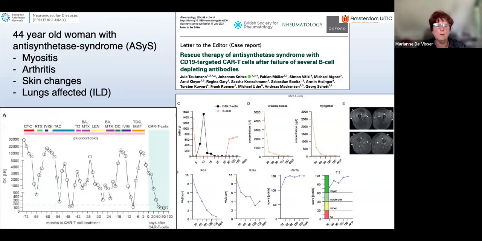One of the first publications was a 44-year-old woman who had anti-synthetase syndrome. And she had the following symptoms: myositis, arthritis, skin changes, and interstitial lung disease. And here you see that in a period of about 6 years, all sorts of medications were administered to her, and led to improvement, to relapses, again improvement, relapses, until she underwent CAR therapy.